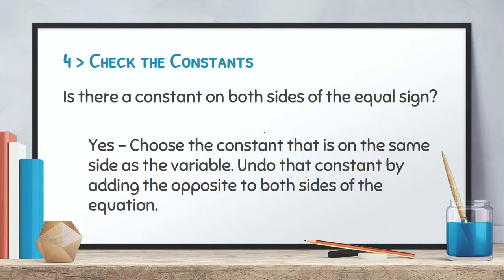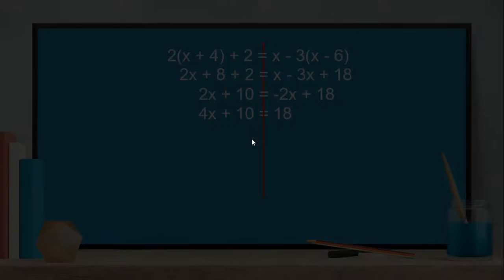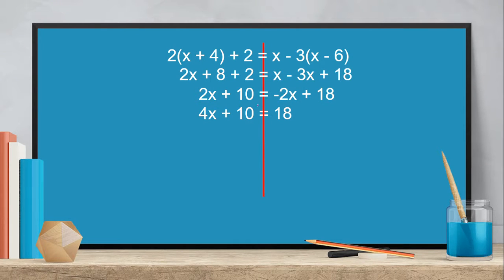Now, the next thing we're going to say is, is there a constant on both sides of the equation? Remember, a constant is a number without a variable. If there is, we're going to choose the constant on the same side as a variable and undo it, meaning we're going to take it to the other side. So 4x plus 10 equals 18. The constant on the same side as the variable is this plus 10. To get rid of it or undo it, we add the opposite. Well, the opposite of positive 10 is negative 10. If you do it to one side, you must do it to the other side.